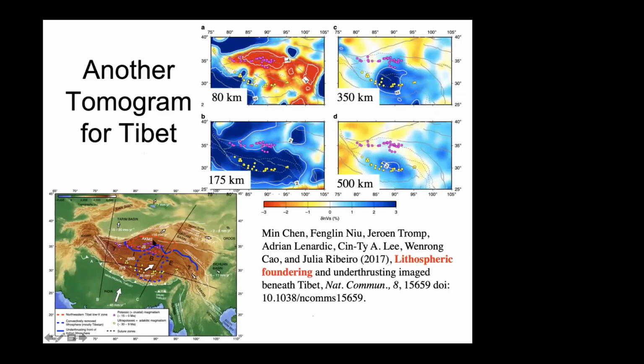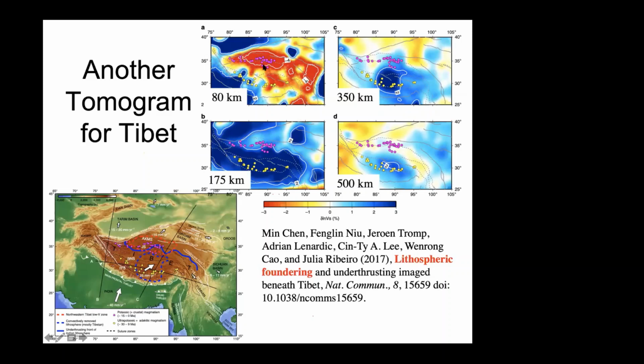Here's again the Tibetan Plateau, and here are 4 maps. Again, notice the title of this paper, Lithospheric Foundering. So they're foundering, that means essentially blobs sinking, or a big blob sinking into the mantle, below the mantle lithosphere. You'd think I might like this.